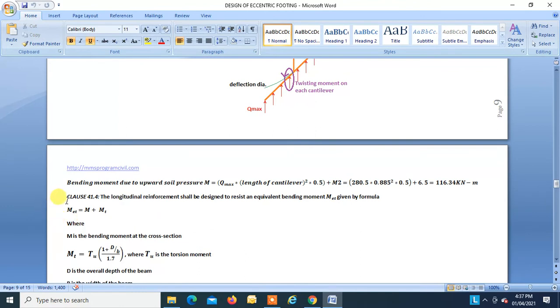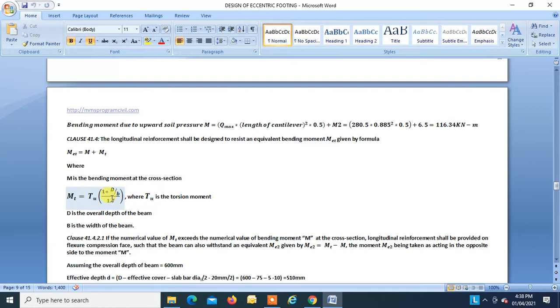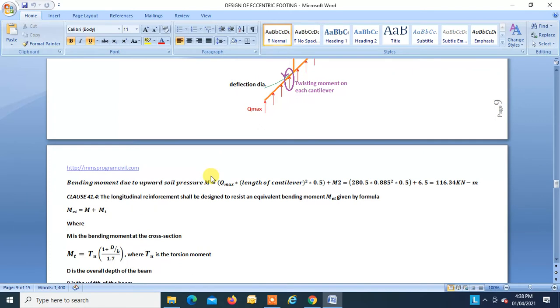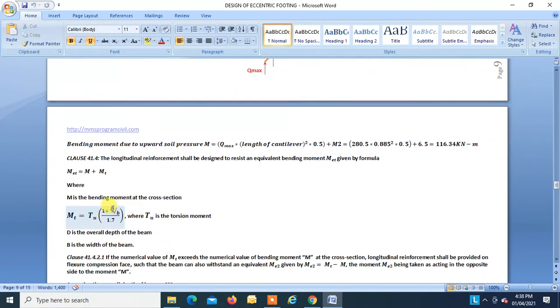Now clause 41.4: the longitudinal reinforcement shall be designed to resist equivalent bending moment Me1 given by the formula Me1 is equal to M plus MT. M is this moment, MT can be found by the formula given in the code, where Tu is the twisting moment, that is 62.55. D is the depth of the beam and B is the width of the beam. For flexural members, when torsion comes into the picture, it is better to give a squarish section.